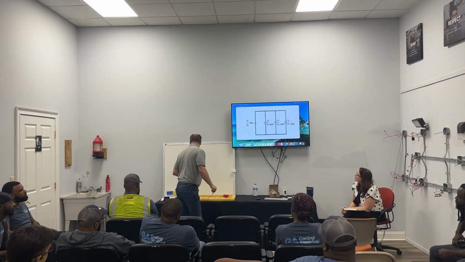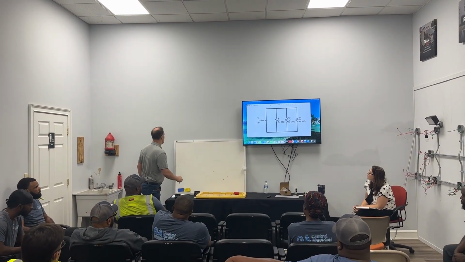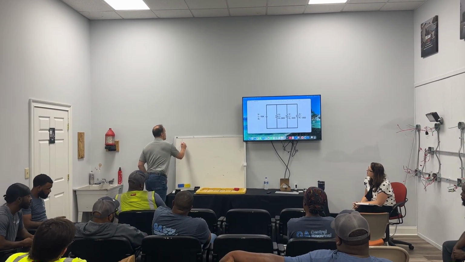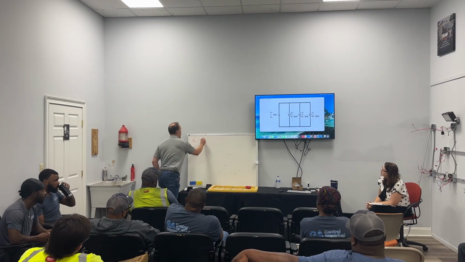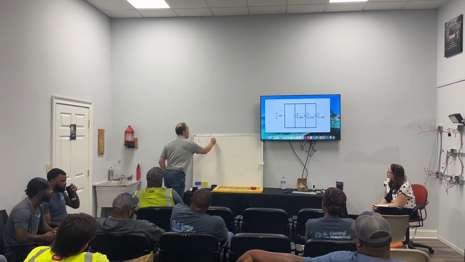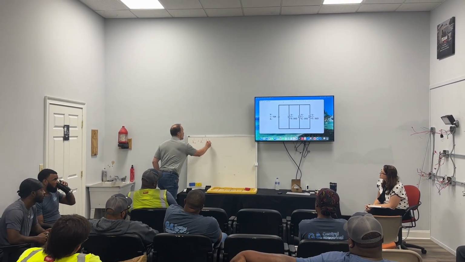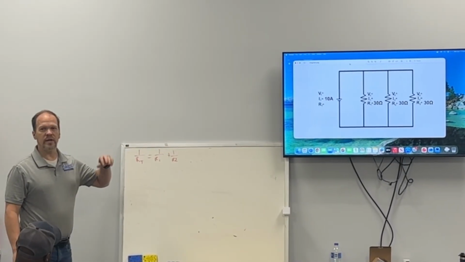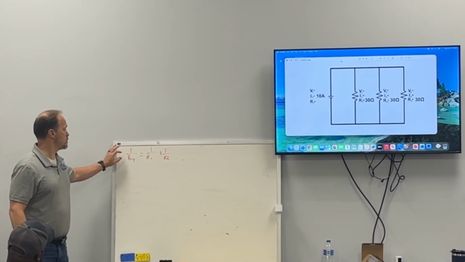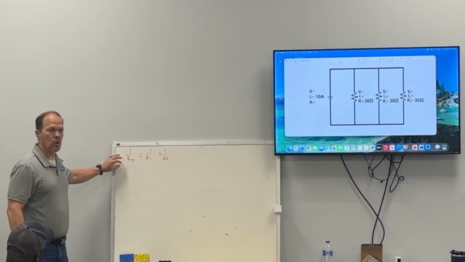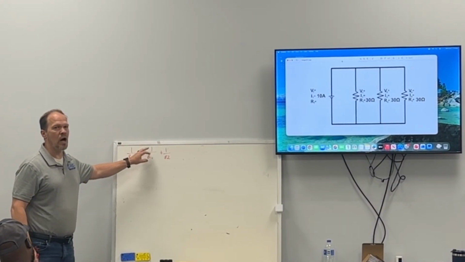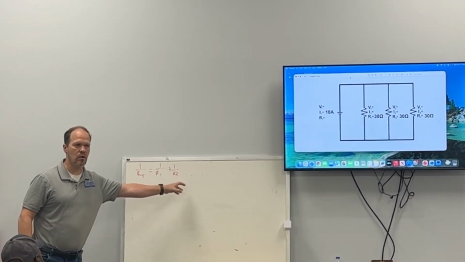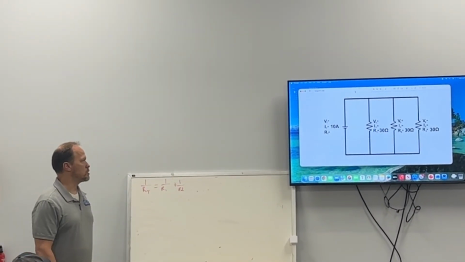Let me give you the quick formula, and this is the reason it gets a little aggravating. The formula is 1 over the total resistance is equal to 1 over R1 plus 1 over R2 in perpetuity. So the way that it's stated is the reciprocal of the total resistance is equal to the sum of the reciprocals of the resistances of the entire circuit.